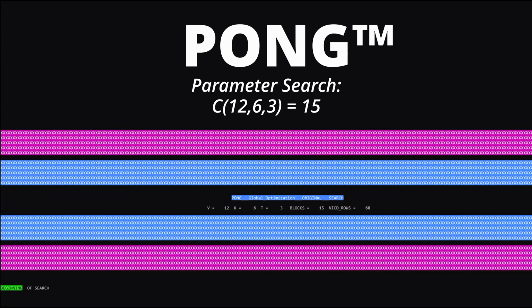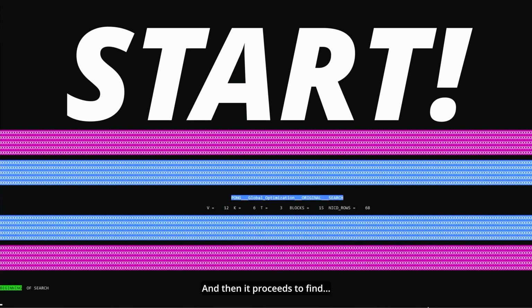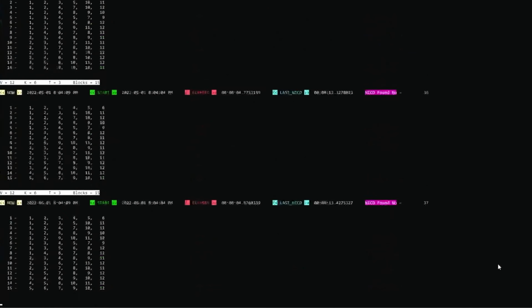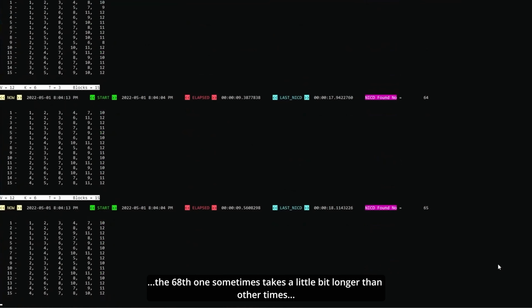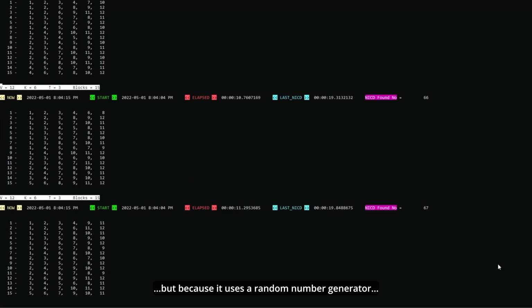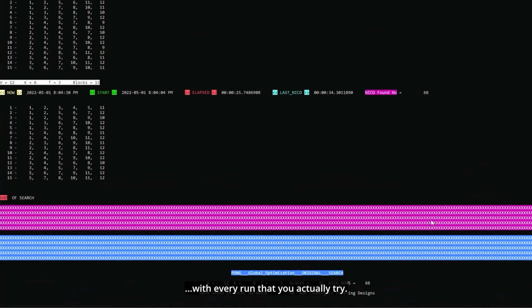In this particular demo, there is no starting point. It first finds the lowest bound, which happens to be 15, which is known, and then it proceeds to find all the 68 non-isomorphic covering designs. It usually finds the first 67 very quickly. The 68th one sometimes takes a little longer than other times, but because it uses a random number generator, it is stochastic, and as such, it will yield different timing results with every run that you try.